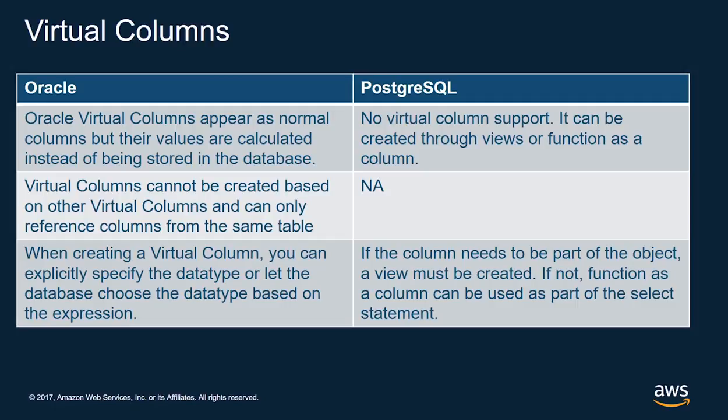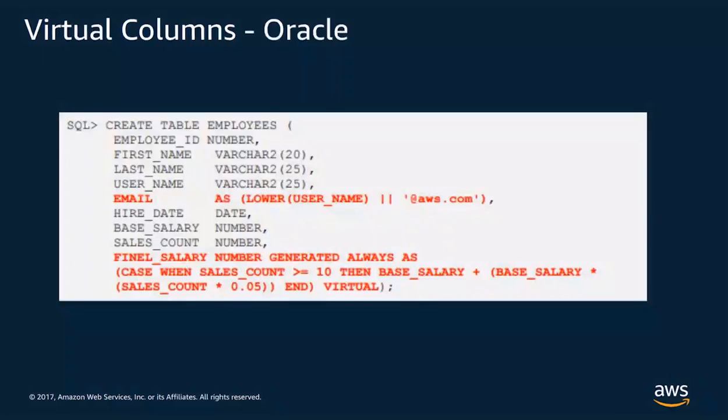So let's look at an example to understand this better. In this particular case, this is an Oracle table. It's easy to create. Let's say in this particular company, the email is based off the username and it's just going to be at aws.com. So rather than having a separate email column, Oracle lets you create that with a lower of username and append a concatenate operator as part of that virtual column.